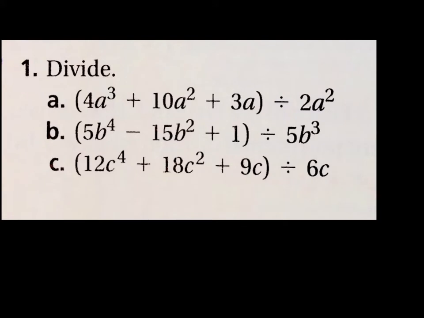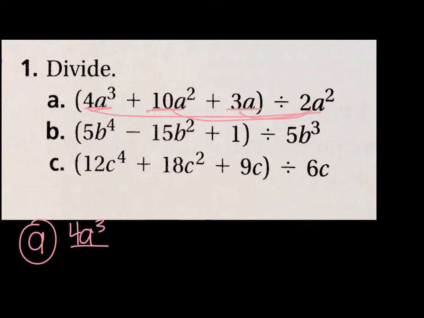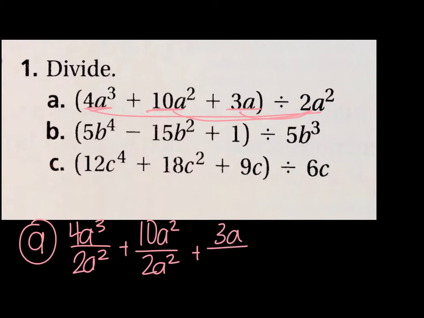Here's a few for you to practice on doing it that way. I'll do A with you, and then you can do B and C to check and see if you know what you're doing. So what you're going to do is distribute that 2a squared, and you're going to divide each term by it. So that's going to be 4a to the third over 2a squared plus 10a squared over 2a squared. Plus 3a over 2a squared.